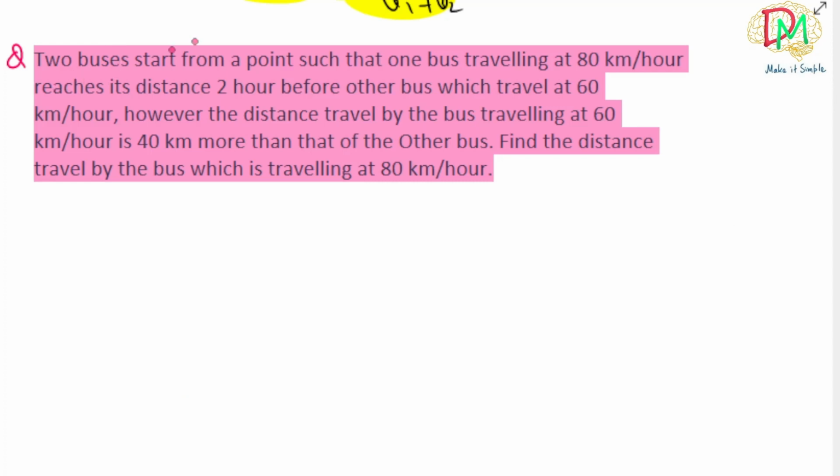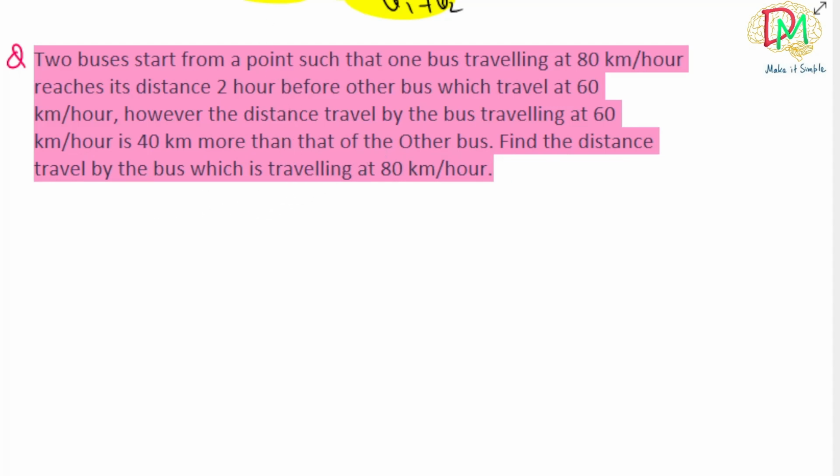Let's solve one question. Two buses start from a point such that one bus traveling at 80 km per hour reaches its destination 2 hours before the other bus which travels at 60 km per hour. However, the distance traveled by the bus traveling at 60 km per hour is 40 km more than that of the other bus. Find the distance traveled by the bus which is traveling at 80 km per hour.